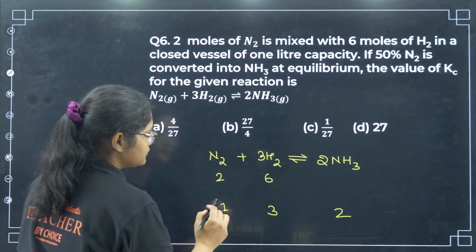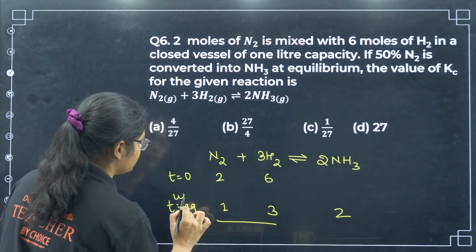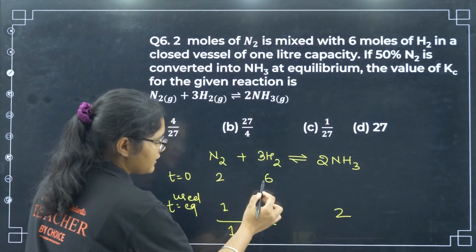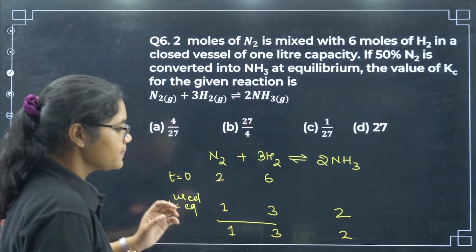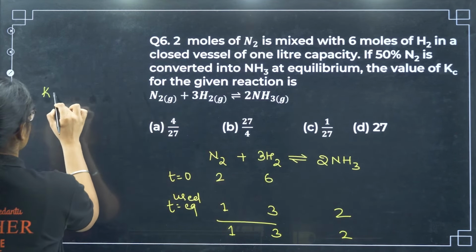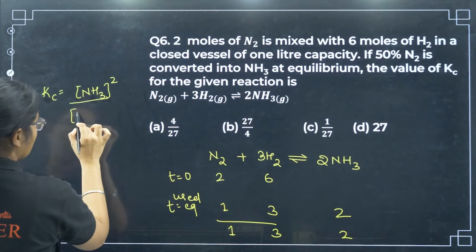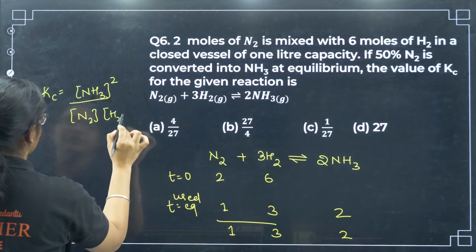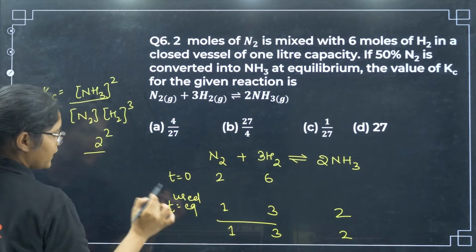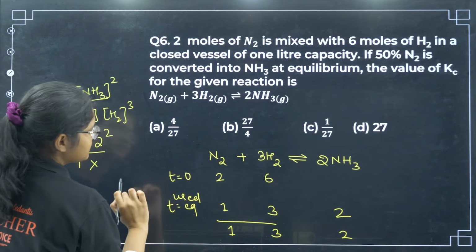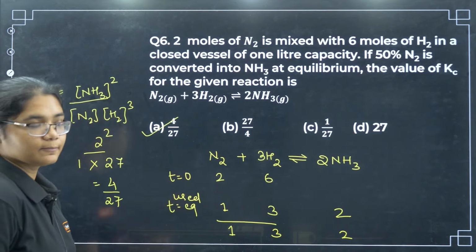So now what I have here, how much is left? Initially this was at T equal to 0, this was at T equal to equilibrium. Out of 2 moles, 1 mole is used, so 1 mole is left. Out of 6 moles, 3 moles is used, so 3 moles is left, and I have 2 moles of NH3. Right, now if I want to write the Kc value, what is it? Concentration of NH3 square divided by concentration of N2 into concentration of H2 to the power of 3. Now NH3 concentration is 2 square, N2 is 1 and H2 is 27. That gives me 4 by 27, option number A here.